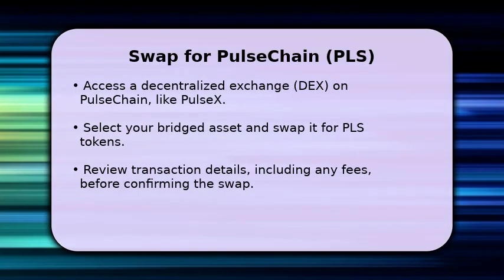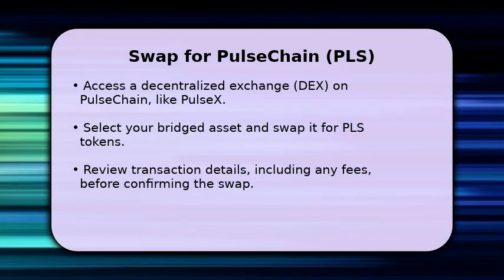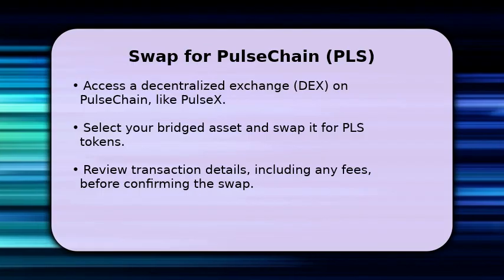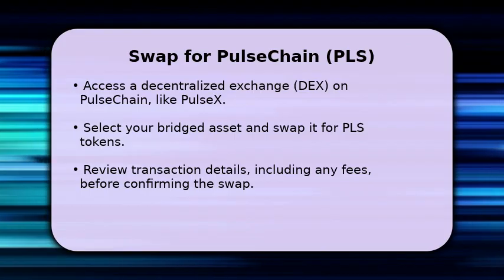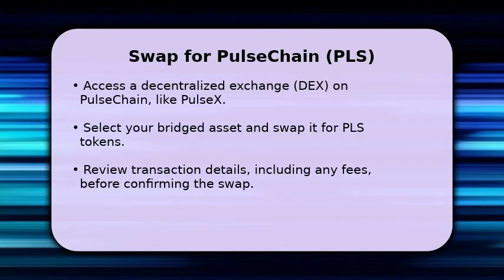With your assets now on Pulsechain, you can swap them for PLS. Navigate to a decentralized exchange on the Pulsechain network, such as PulseX, which is a prominent option. Select the asset you bridged and choose PLS as the token you wish to receive. Carefully review all transaction details, including any associated fees, before finalizing your swap.